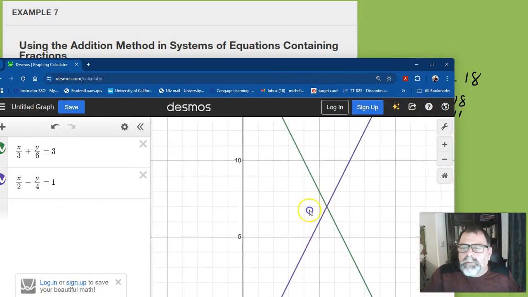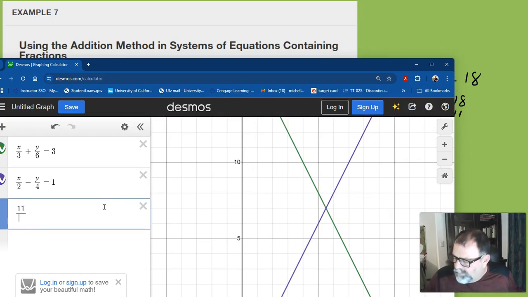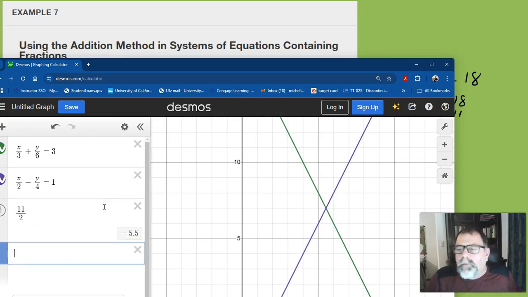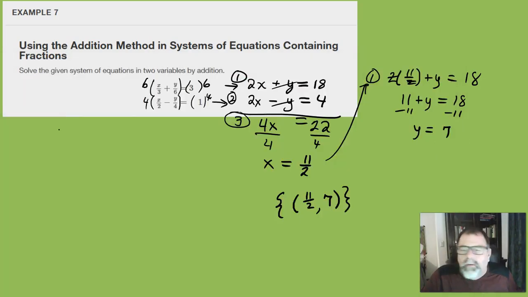That's why I like Desmos too. I can move things around. So I get 5.5, which is same thing as 11 halves, right? If you did 11 divided by 2, 11 halves, you get 5.5. Which is what we got. 5.5 or 11 halves, 7.